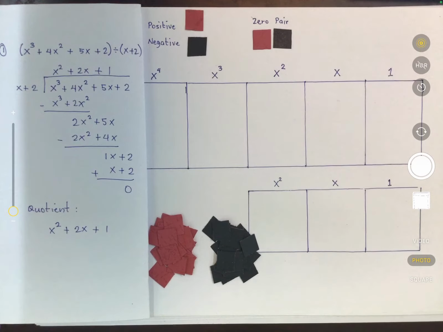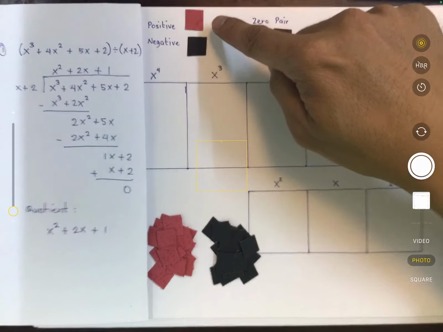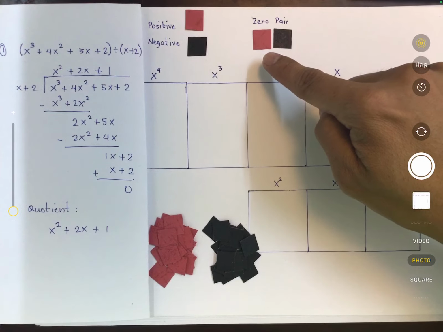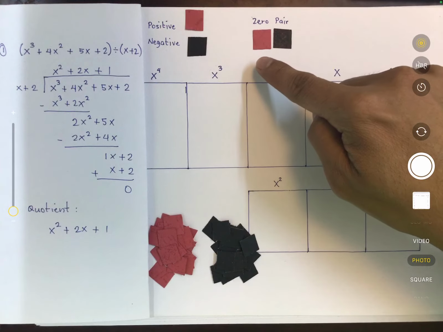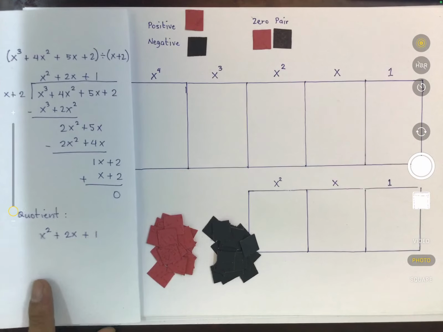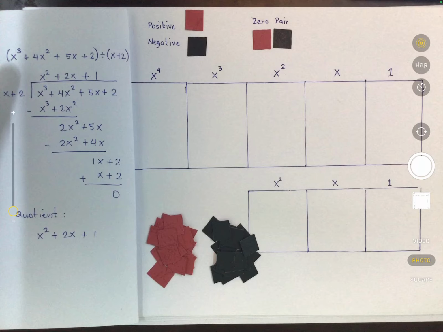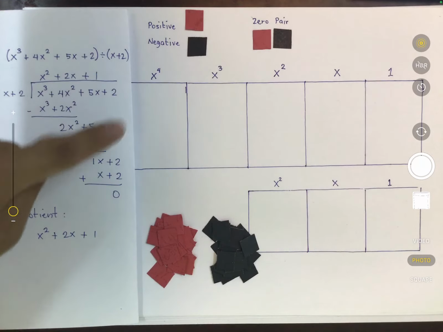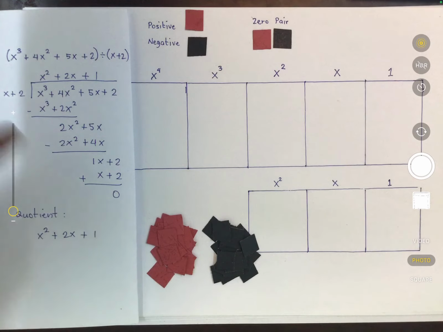Okay, at this moment, guys, we will be learning an alternative way of dividing polynomials using these manipulatives. So this red tile right here represents positive, black tile represents negative. Then the pair of red and black represents the zero pair. Let's get started. So in our given, x cubed plus 4x squared plus 5x plus 2 divided by the quantity x plus 2, this gives us a quotient of x squared plus 2x plus 1.